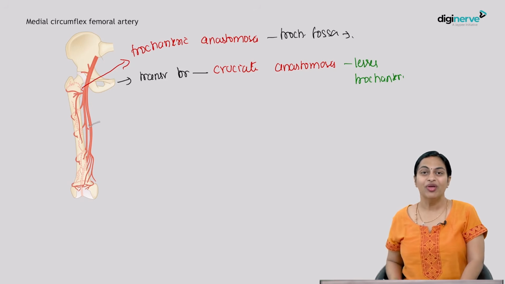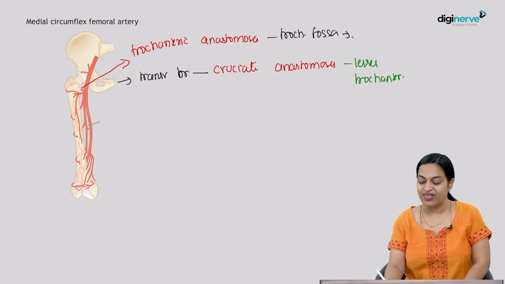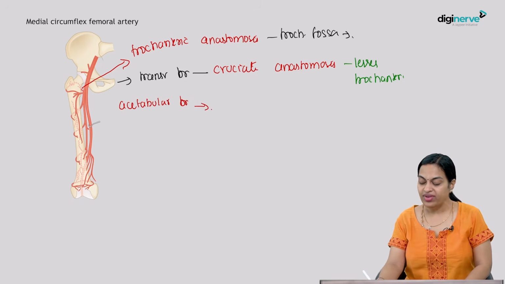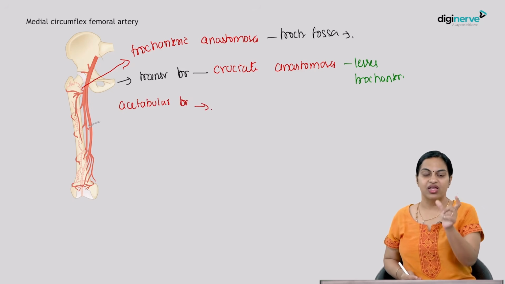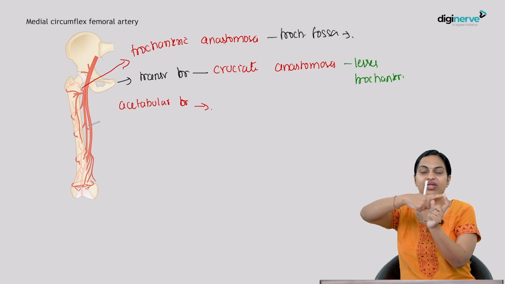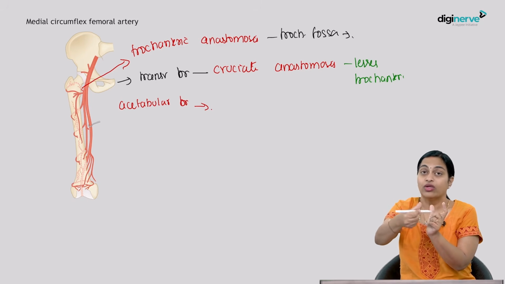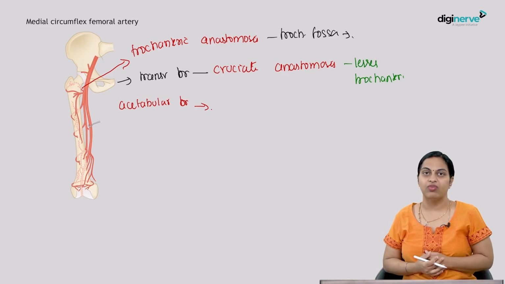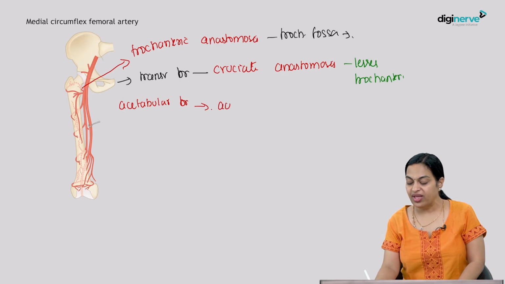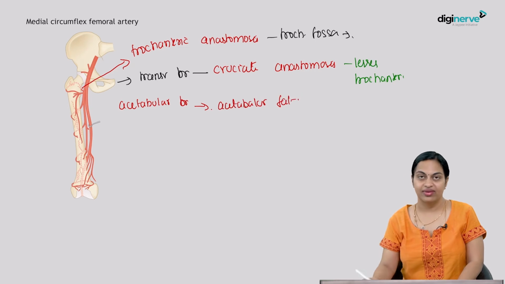There's one more important branch from this medial circumflex femoral, the acetabular branch. So what will happen? This acetabular branch will pass through the acetabular notch, which is bridged by the transverse acetabular ligament. It will go underneath the transverse acetabular ligament and reach the acetabulum to supply the acetabular fat there.